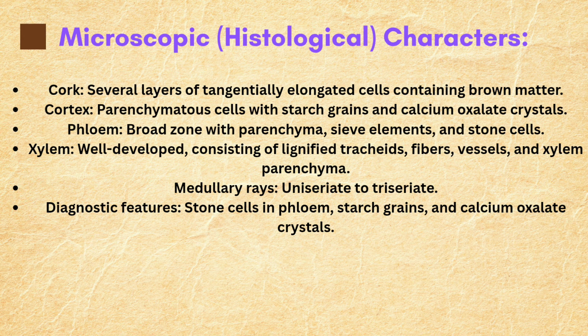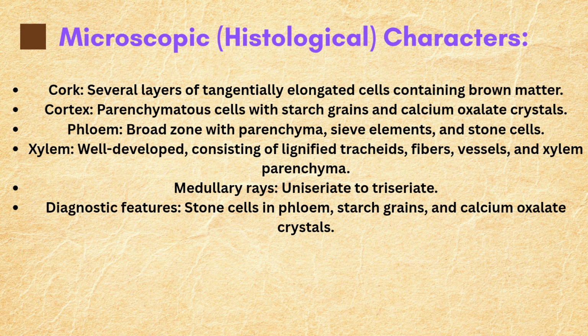Microscopic and histological characters. Cork: several layers of tangentially elongated cells containing brown matter. Cortex: parenchymatous cells with starch grains and calcium oxalate crystals. Phloem: broad zone with parenchyma, few elements, and stone cells. Xylem: well developed, consisting of lignified tracheids, fibers, vessels, and xylem parenchyma. Medullary rays: uniseriate and triseriate.